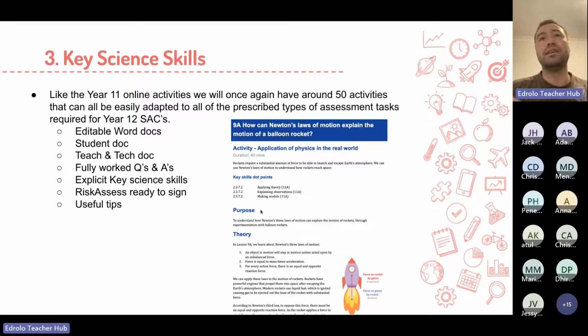Every prac is explicitly linked to key science skills in the study design dot point to help you and your students get assessed on the key science skills, which have increased in importance in recent study designs. We've got risk assessments ready for you to sign, and we also include useful tips. So assessing key science skills through your practical classwork is really, really straightforward.